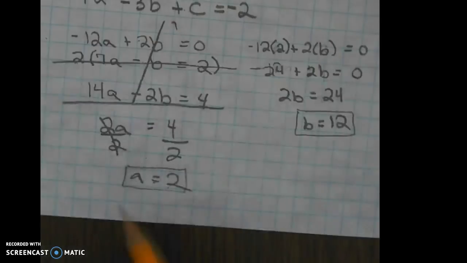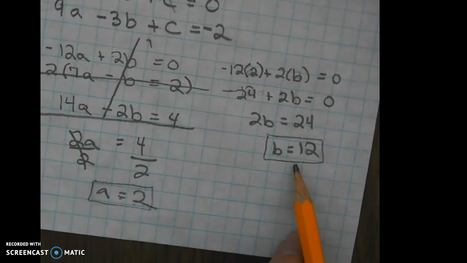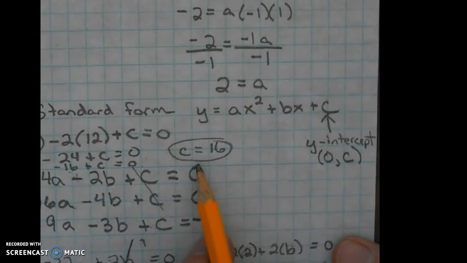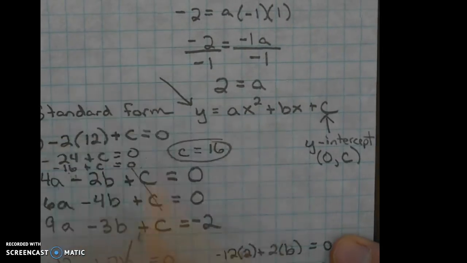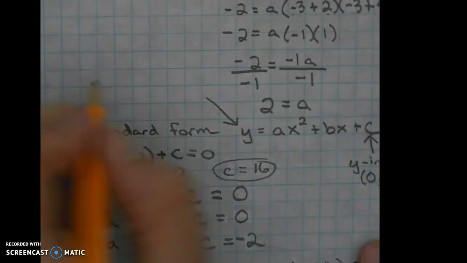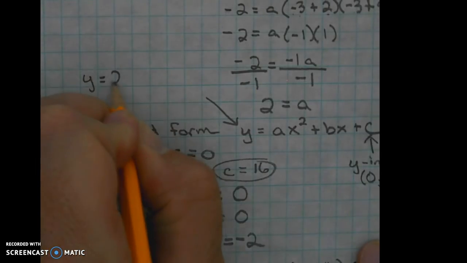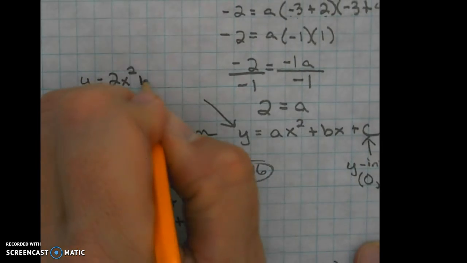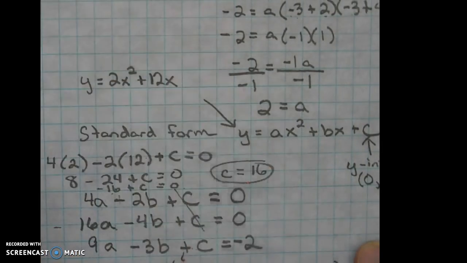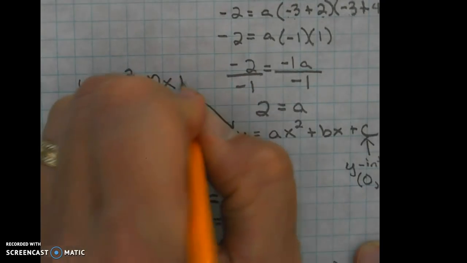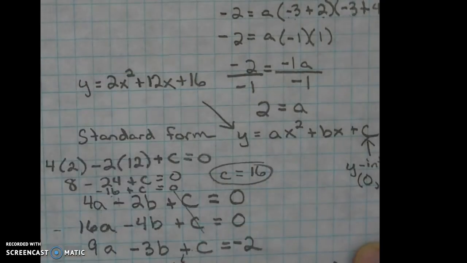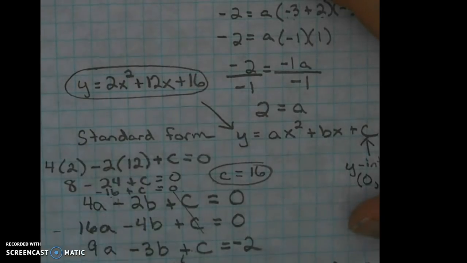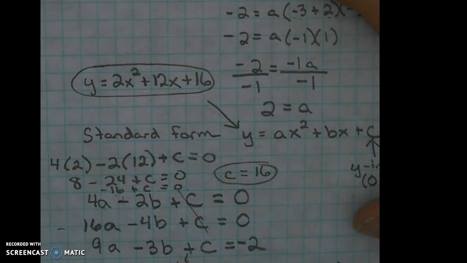Okay, now that I know what a is, I know what b is, and I know what c is, we can go ahead and plug them in to our standard form. So we're going to end up with y equals 2x squared, plus 12x, plus 16. And there is standard form. And that's how you get that using elimination method.